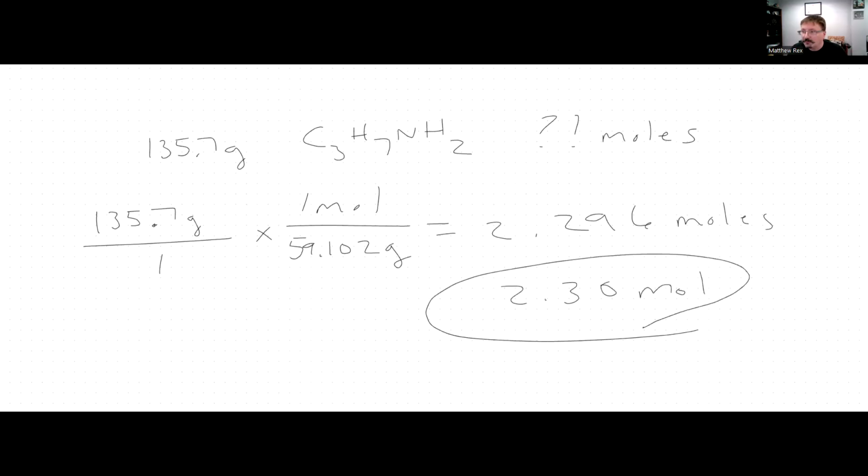Again, you may have had a different mass on your version. Instead of 135.7, you might have had some other value. Still divide by the molar mass and get number of moles at the end.